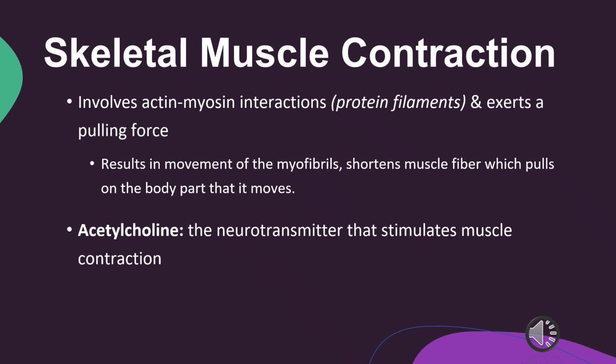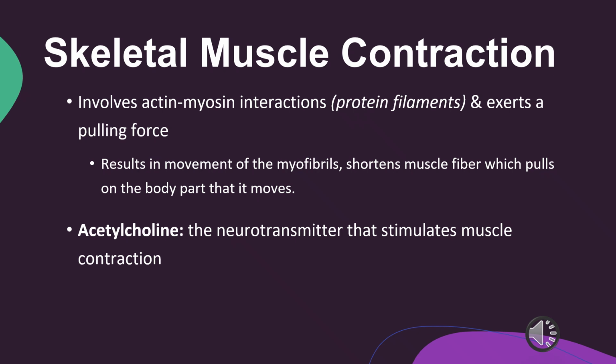So let's do a quick summary of this. One, the signal comes from the brain. Two, it travels down a motor neuron. Three, acetylcholine is released at that neuromuscular junction. Four, that triggers actin and myosin to slide past each other. And then five, you get muscle contraction.